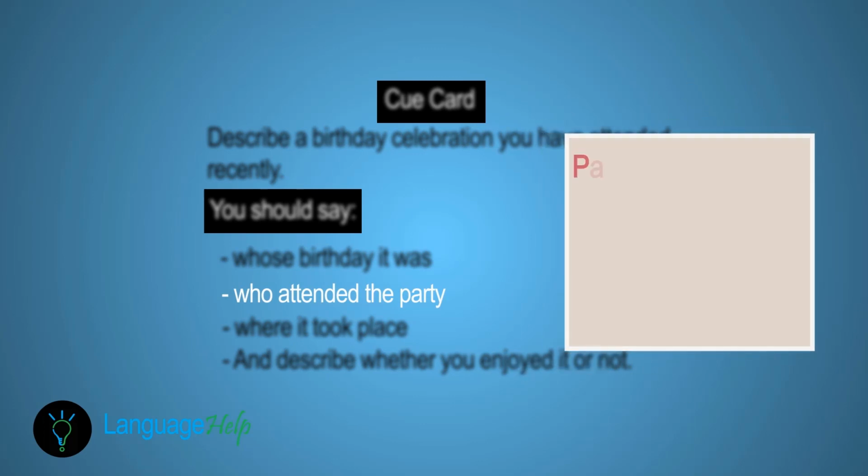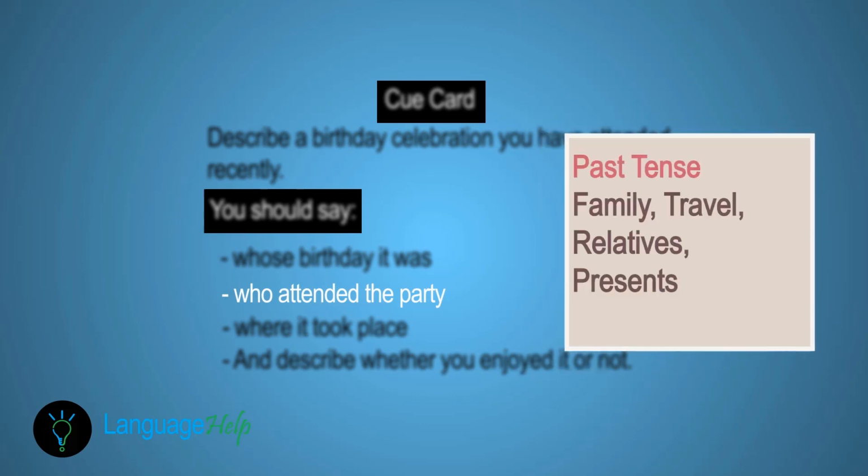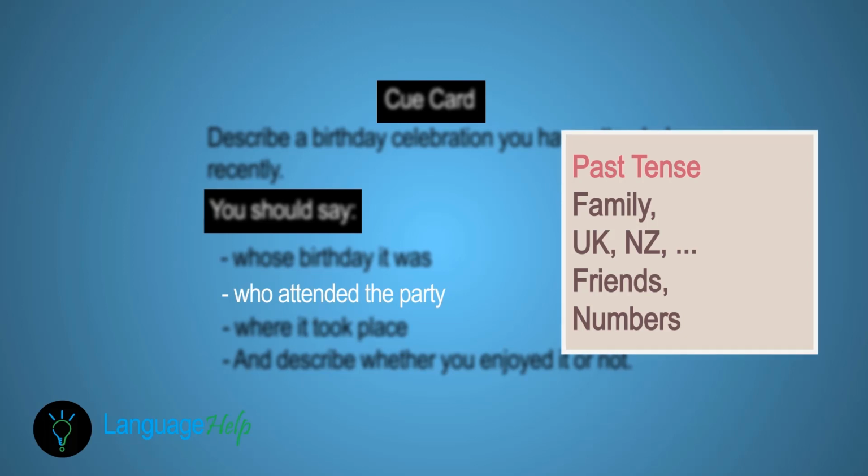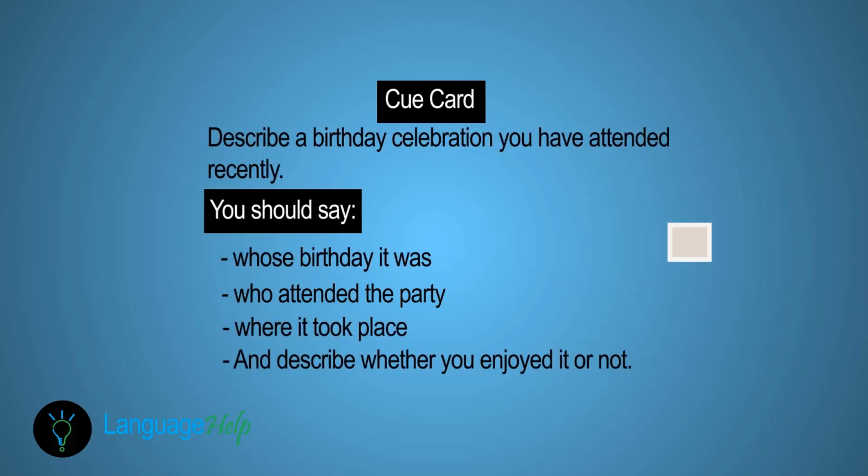Now, who attended the party? Well, the first step is always to establish a tense, and here we'll use the simple past. We'll need vocabulary related to family, travel, relatives, presents. So we need names of countries, and we need to be comfortable with numbers to describe where the people came from and how many they were.